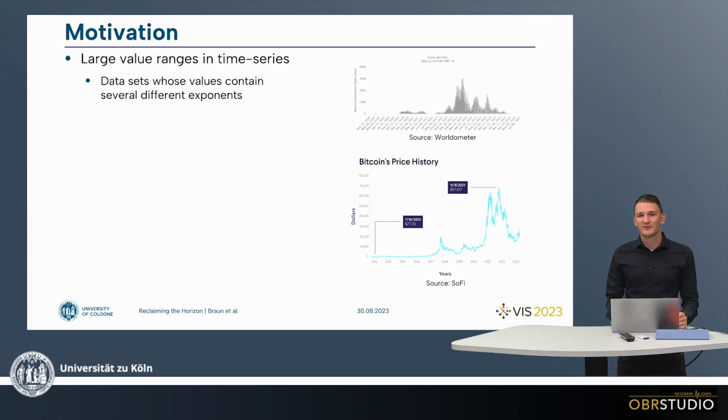Time series with large value ranges are datasets whose values contain several different exponents in the scientific notation. They are common to a wide range of applications, such as medical data, for example, the history of COVID cases, with changes from 0 up to 300,000 in 1 year, or financial data like the Bitcoin price history.